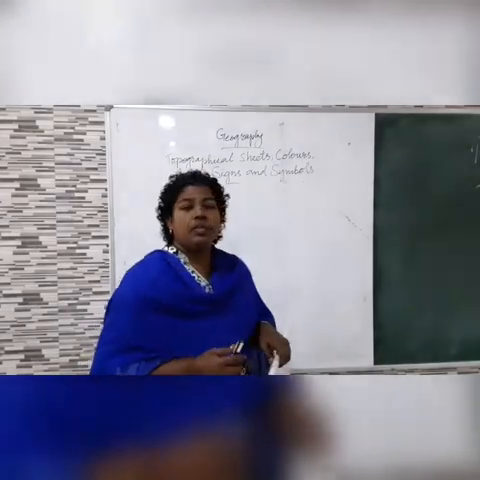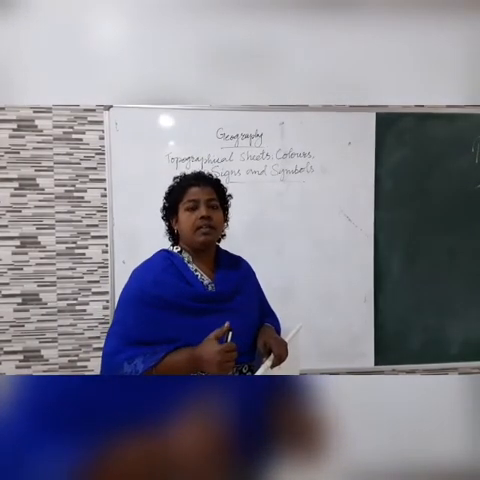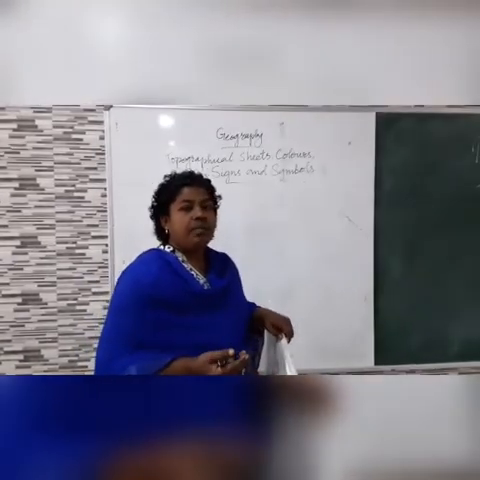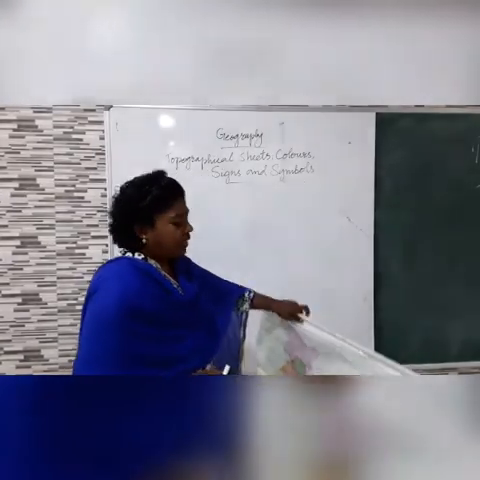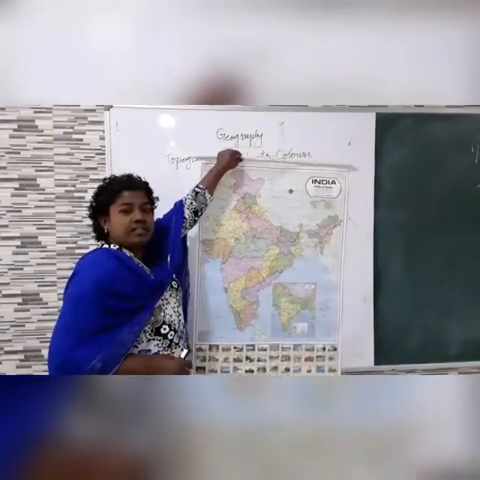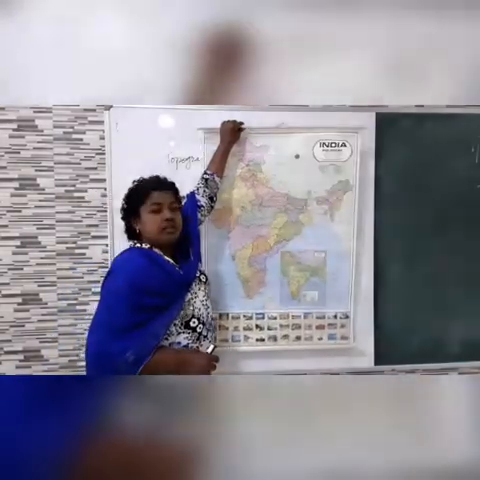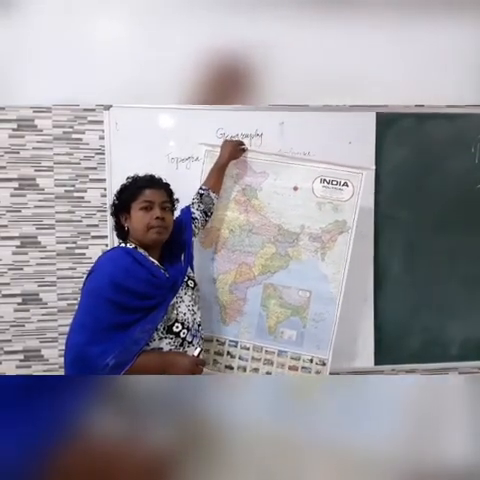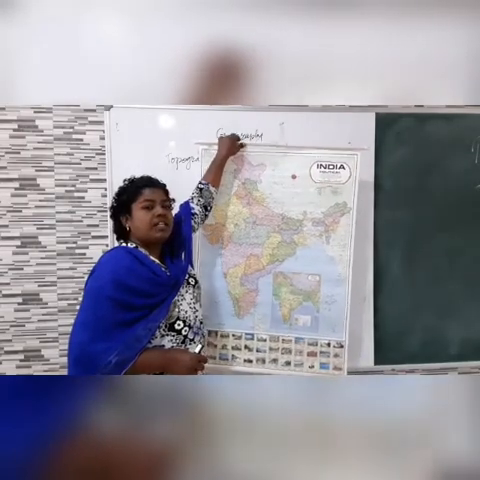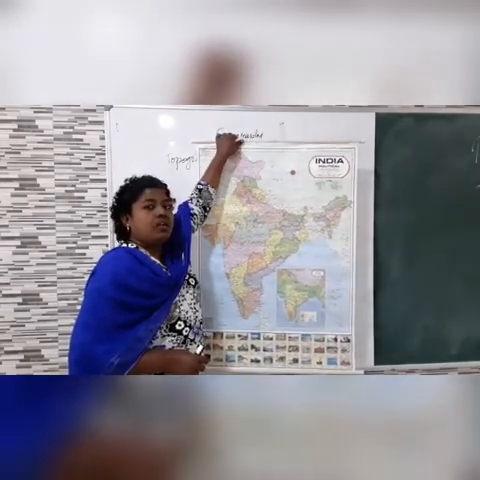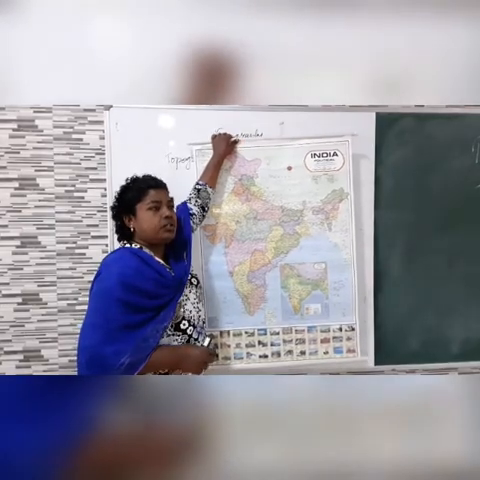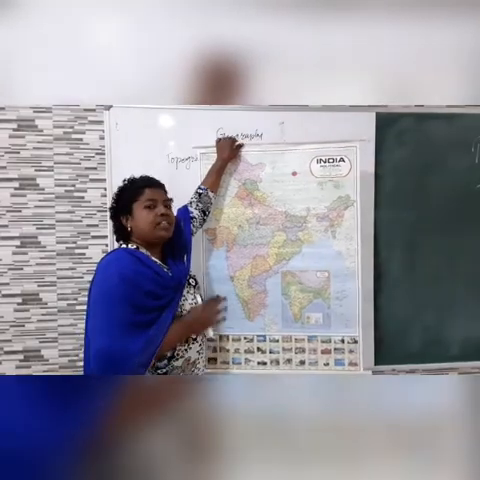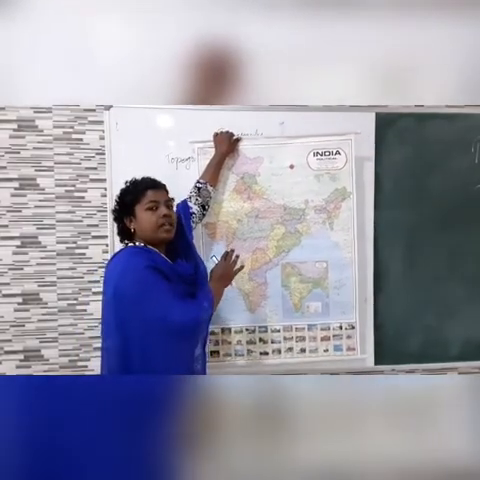Before we enter into the lesson, let me ask you something. You know what is a map, what is a globe and all. Can you say what this is? This is a map, is it? You know what a map is also. What is a map? A map is a representation of the earth that is drawn on a flat surface. It shows part of the earth or the whole of it.